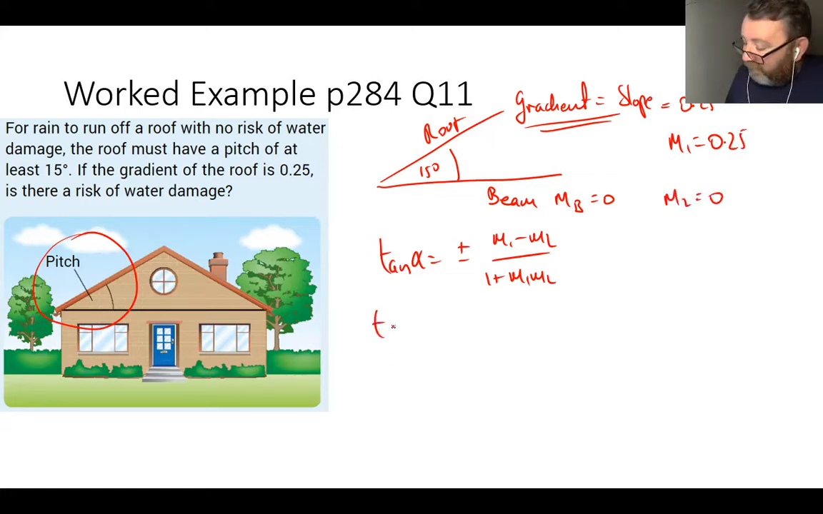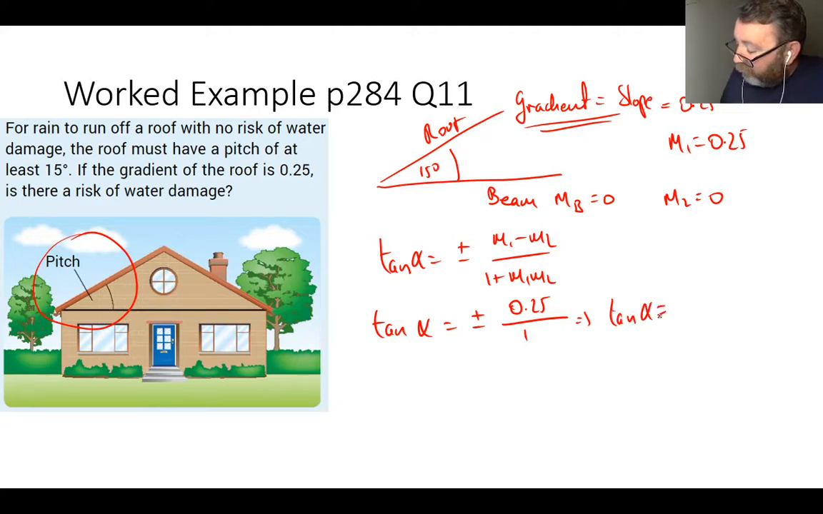So tan of alpha is equal to plus or minus m1 minus m2. That's 0.25 over 1 plus m1 m2. So what happens when I multiply these two together? They both go to 0. So that's 1. So therefore the tan of alpha is equal to plus or minus 0.25. What do I want to do now? Shift tan. Get it out of the way. Alpha equals the inverse tan of 0.25.